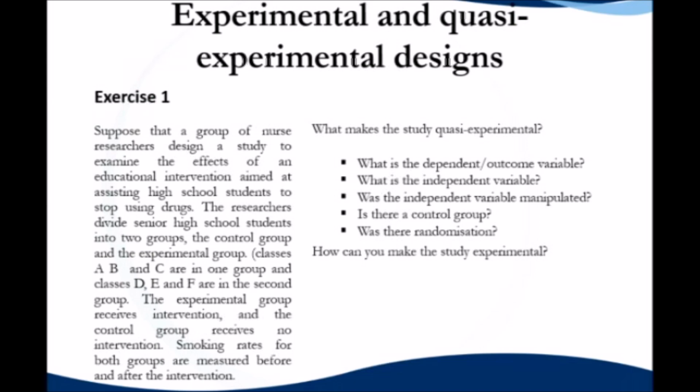You give them the intervention. The other 150, they get no intervention. But now you would have dealt with those systematic differences that might be there.